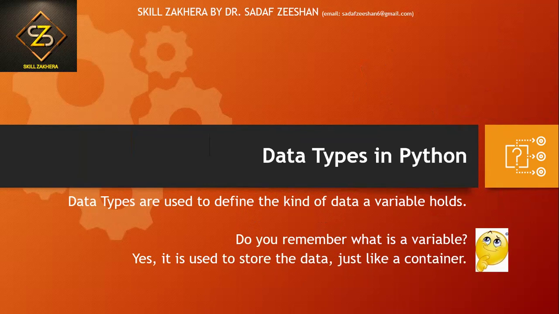So today we are going to discuss the data types in Python. In the last lecture, I told you what a variable is, and I told you that it is used to store the data just like a container. So what can be stored in this container? What types of data can we use?